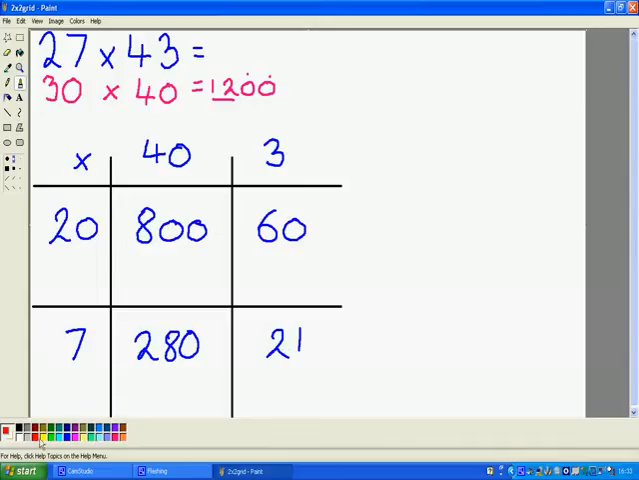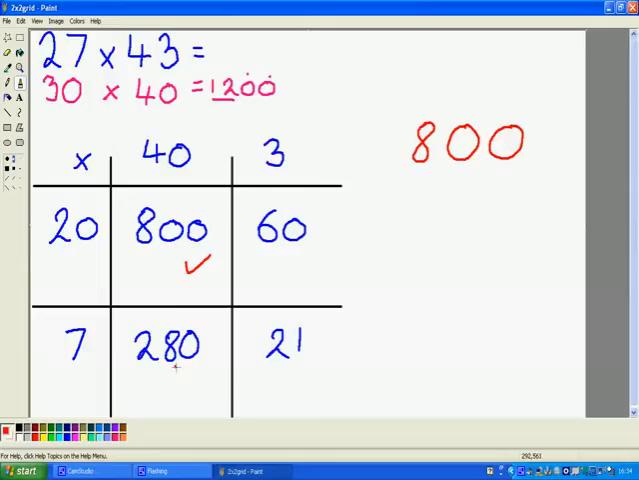Now what I'm going to do is take all of these numbers here and add them up using a column addition method. So I'm going to start with the larger number first. It makes it easier, so 800. And again, it's really important to make sure you write all the numbers in the correct column. So I've got hundreds, tens and units.